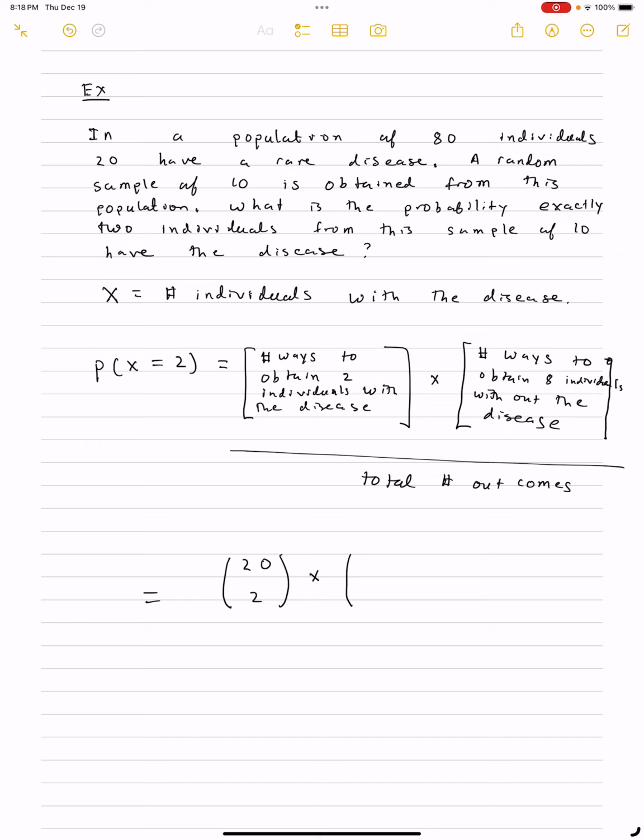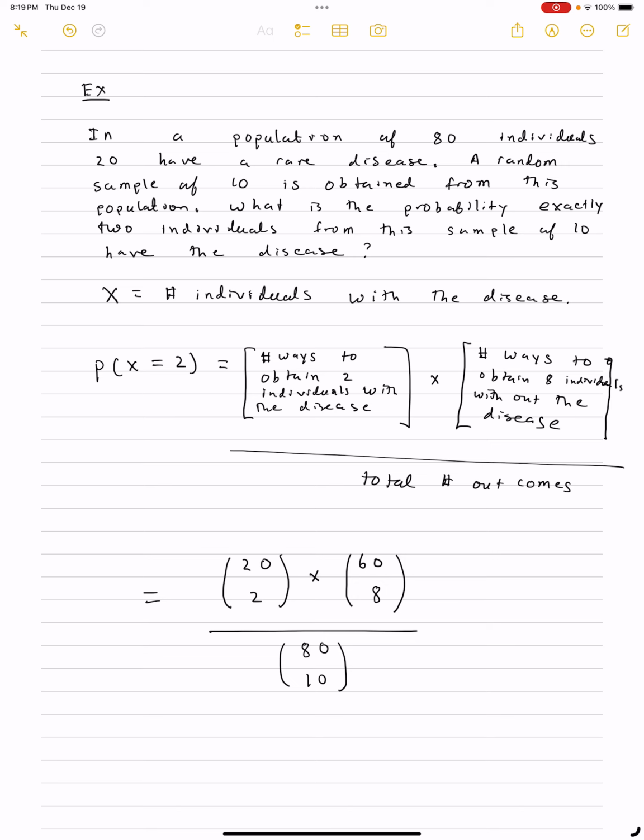Again, it doesn't matter in which order you're obtained. All that matters is that we obtain 8 individuals without the disease. The population of 80 has 20 with a rare disease, so that's going to be 60 without disease, and I need to obtain 8 of them. The total number of outcomes: I'm sampling 10 individuals, and I want to know the total number of ways I can sample 10 individuals out of 80. I don't care about the order, so that's going to be 80 choose 10, and that's the probability.